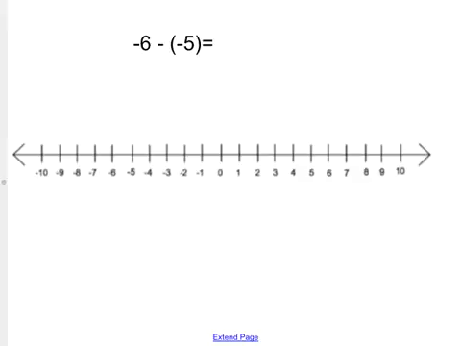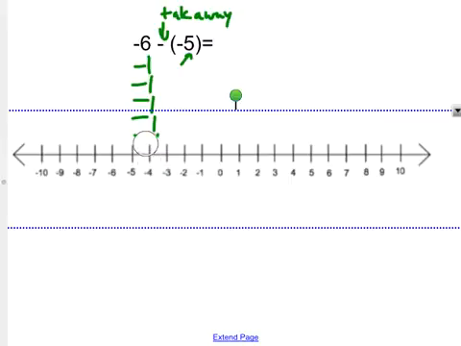Now, in this case, what I'm doing is I am looking at subtracting negatives from a negative number. So I already have 1, 2, 3, 4, 5, 6 negatives right here. And what I'm doing is taking away, this means take away, right? Take away 5 of those. So really, I'm doing this. I'm erasing them. There's 1 gone, 2, 3, 4, 5, which leaves me with 1 negative. And that's equal to -1.